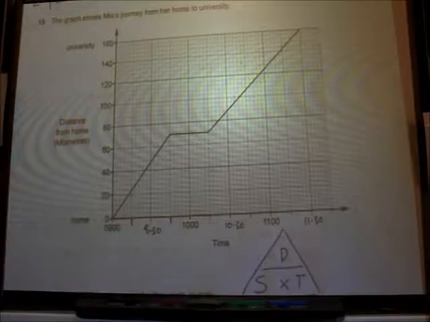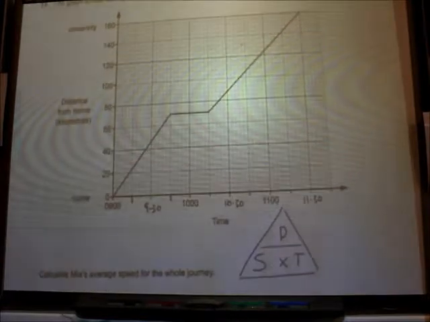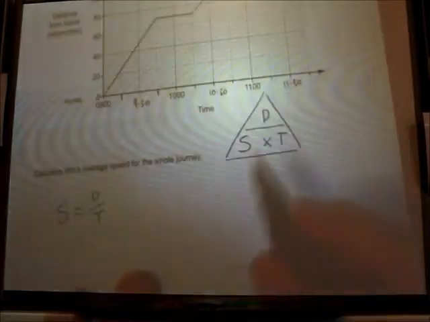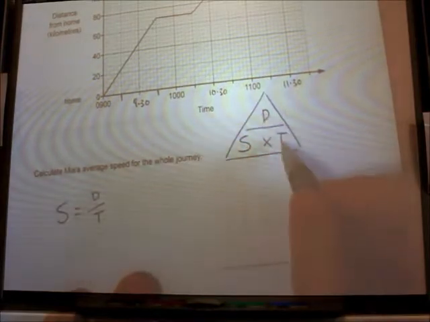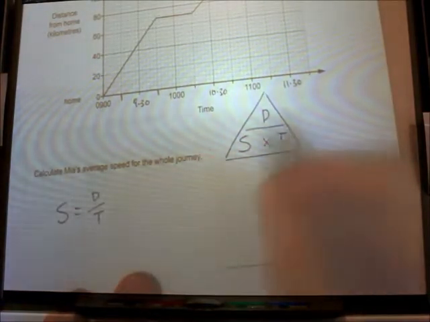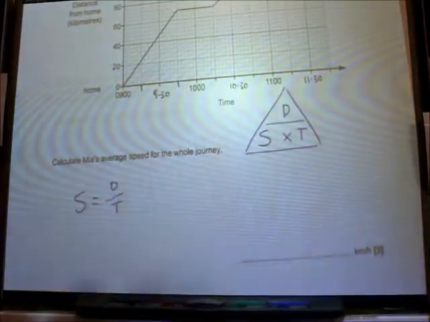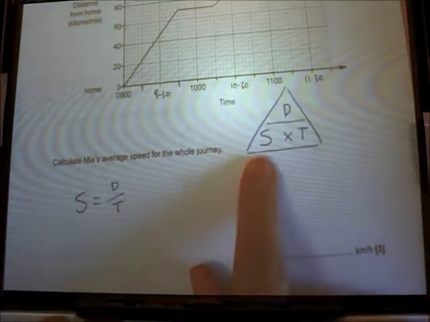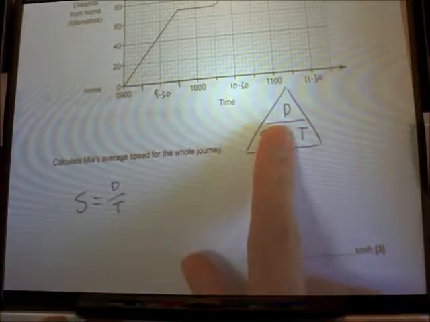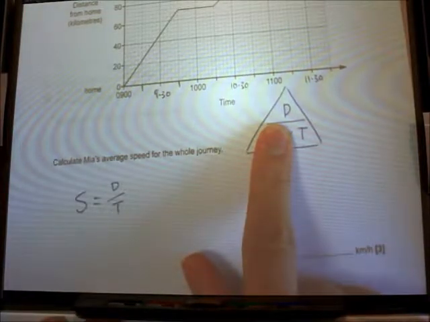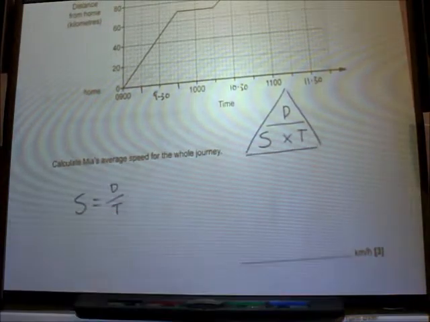Calculate Mia's average speed for the whole journey. Right, you need to know about this speed, distance, time triangle. Make sure that is imprinted on your brain before you go into the exam. You need to know it. The way it works is, you want to know speed, you put your finger over speed, and it will say there, look, speed is distance divided by time.